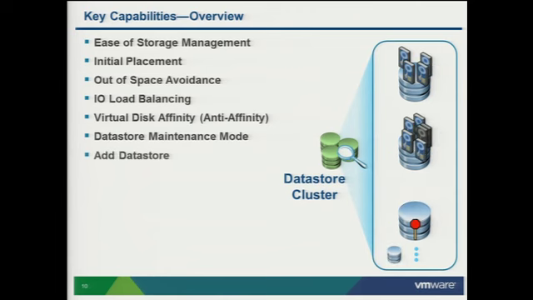If you're running out of capacity in your data store cluster, it is very, very simple to add a new data store to an existing data store cluster. You just add a new data store. And Storage DRS will make sure that subsequent VM and VMDK placements will take that extra capacity into account. And also, during subsequent I/O load balancing, it will make sure that the I/O capacity of the new data store is used. So you do not have to worry about moving VMs or VMDKs manually.